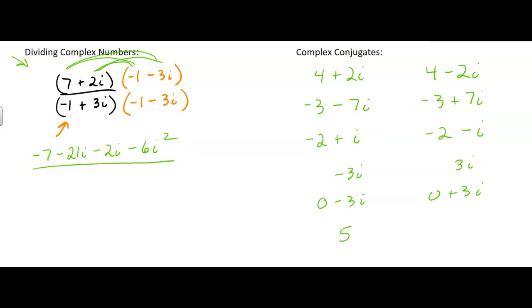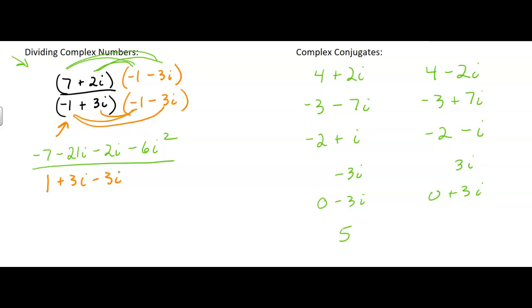And then in the denominator, I'm going to have negative 1 times negative 1, which is 1. Now I'm going to go ahead and FOIL this, but in the future we don't have to do that. Negative 1 times negative 3i is going to be positive 3i. But then negative 3i times negative 1 is going to be negative 3i. See, those are going to cancel out. That's the beauty of the conjugates.